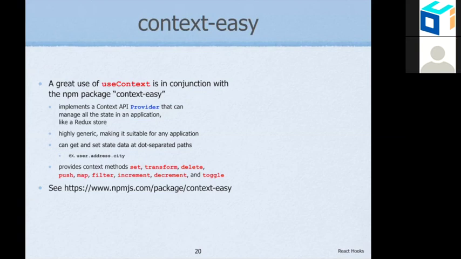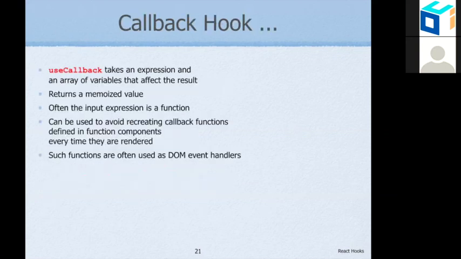All of those take a path to some data inside the context, a path that would be something like user.address.city. If I want to change it, I would say context.set, and then I would pass it the string user.address.city, and then I would pass it the new value for the city. So it's really flexible. It makes it so you don't have to implement a context, and you could use this as a way of managing all the shared state in your application, like a replacement for Redux. You can find that on NPM as well. All right, so let's talk about the useCallback hook.